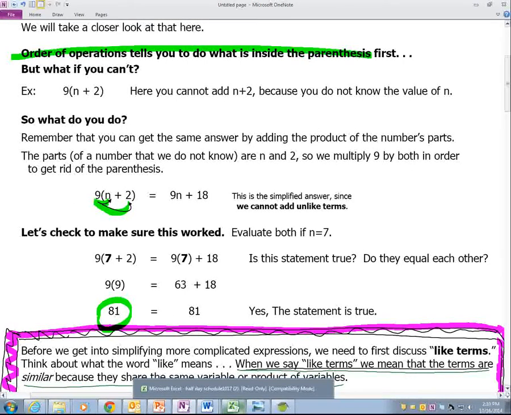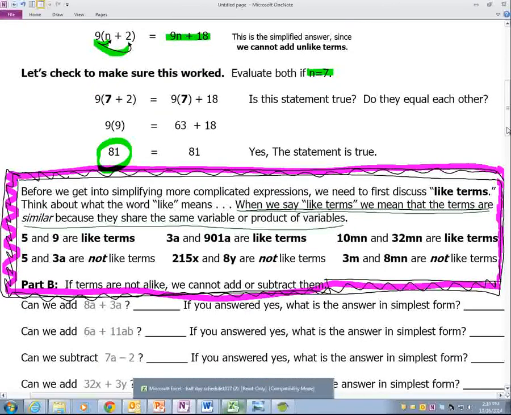So this here, 9n plus 18, that was like the homework that we did last night. There's a way that we can check to see if that worked. Because as we talked about the other day, what does n represent? It can mean any number. So you could do 1 if you wanted to. They chose to do 7. So n equals 7. So we insert 7 into where n was.